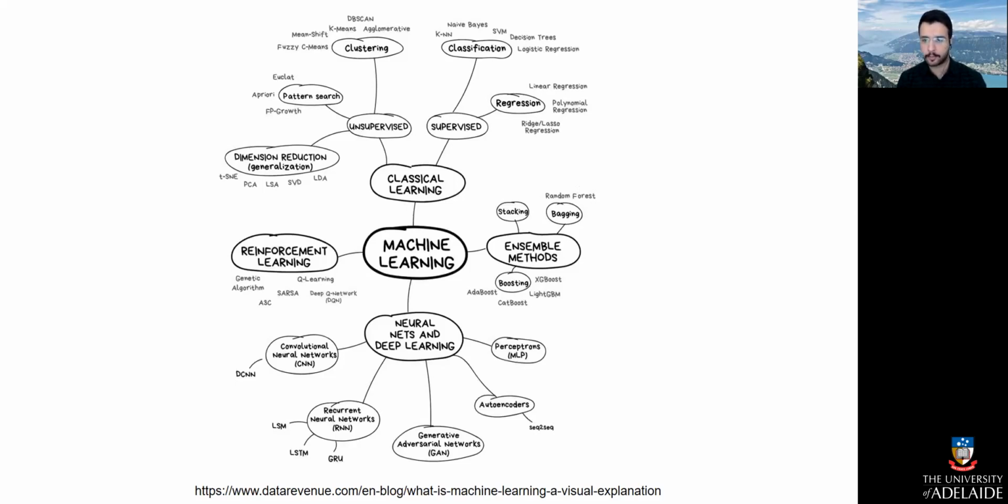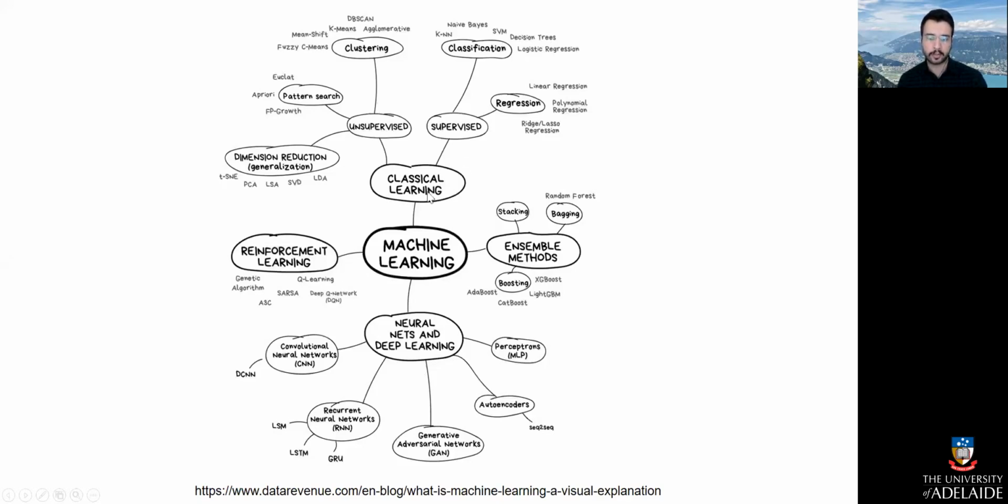So it's, of course, not comprehensive. There's lots of specific algorithms. There's lots of more branches that are missing here. But in terms of the general bigger picture, you can basically divide all the machine learning algorithms into classical and deep learning, as we are doing here as well.